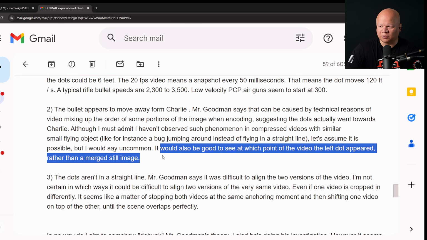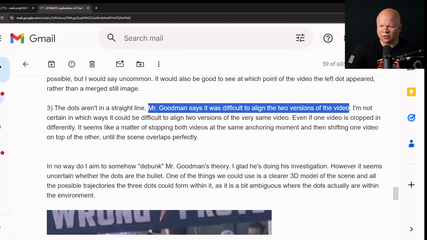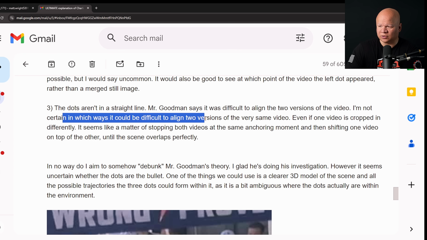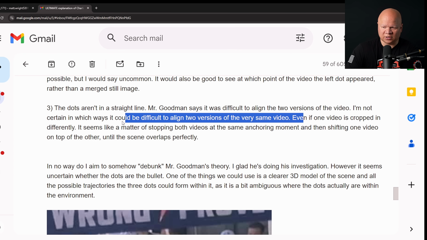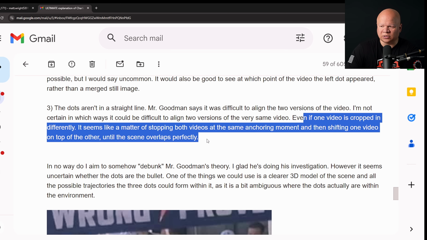It would also be good to see at which point the video of the left dot appeared, rather than a merged still image. The dots aren't in a straight line. Mr. Goodman says it was difficult to align the two versions of the video. I'm not certain in which ways it would be difficult to align two versions of the very same video, even if one video is cropped in differently. It seems like a matter of stopping both videos at the same anchoring moment and then shifting one video on top of the other until the scene overlaps perfectly.